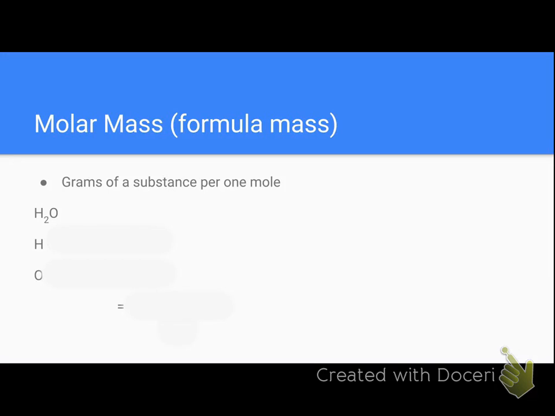All right, just a quick review of finding your molar mass, which we could also call our formula mass: the grams of a substance per 1 mole. So for H2O, we have 1.01 as the molar mass of hydrogen. We have 2 of them, which gives us 2.02. Oxygen is 16, and we have 1. So we have 18.02 grams per mole. Just a quick refresher.